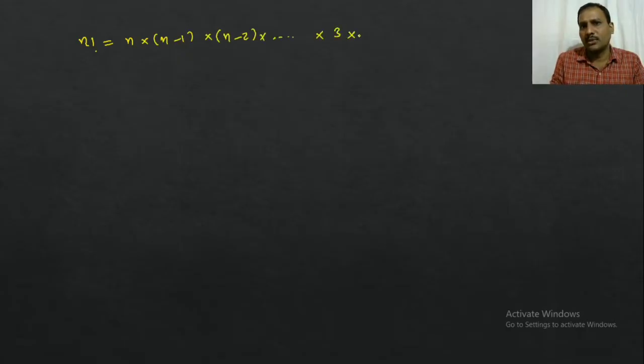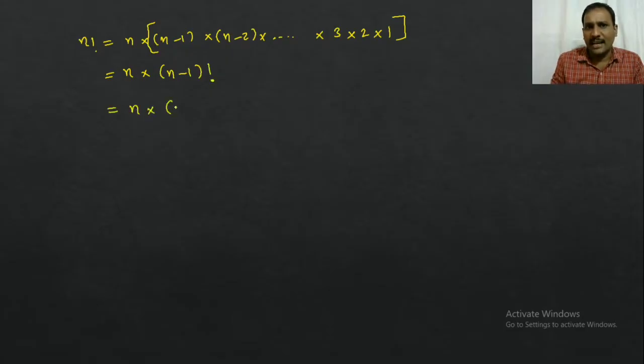And this n factorial can be written as n into n minus 1 into n minus 2 into so on up to 3 into 2 into 1. So this can be written as n into these terms from n minus 1 down to 1. This product can be written as n minus 1 factorial. Or you can also write this as n into n minus 1 into, what is this product? This is n minus 2 factorial.